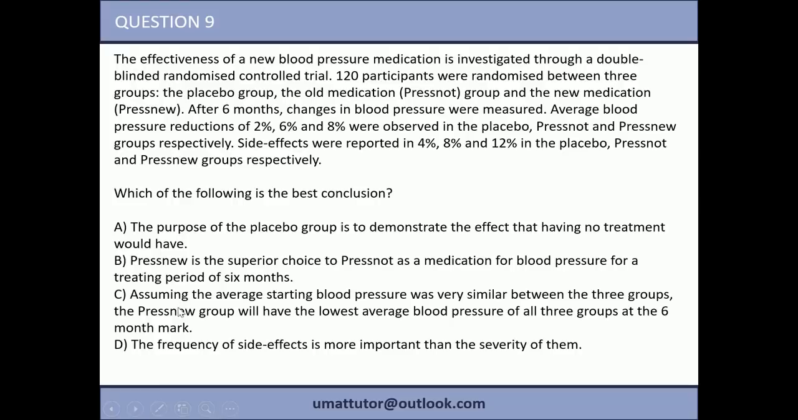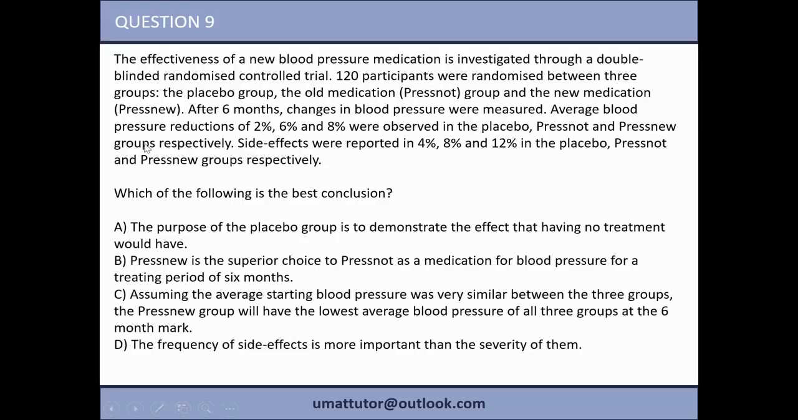With C, assuming the average starting blood pressure was very similar between the three groups, the Presnu group will have the lowest average blood pressure of all three groups at the 6-month mark. So this one looks even better to me, to be honest. It's giving you the assumption at the start, which is good. That's saying that we can assume that all three groups had a very similar blood pressure at the start.